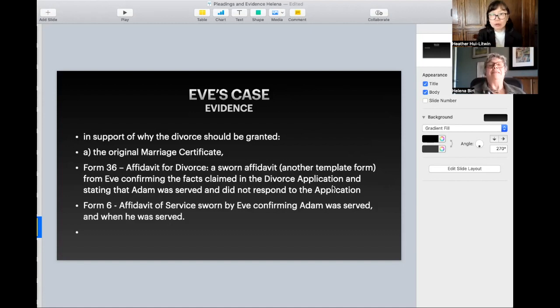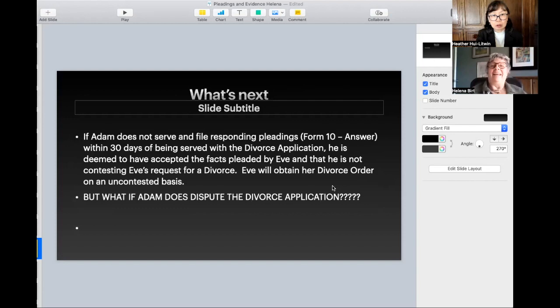I think we're going to move on to the next slide. The scenario you just explained was if Adam didn't respond, but now let's talk about what if Adam does. In Eve's perfect world, the last slide would have been what happened. But this is why we have lawsuits and why we have judges and why we go to court.